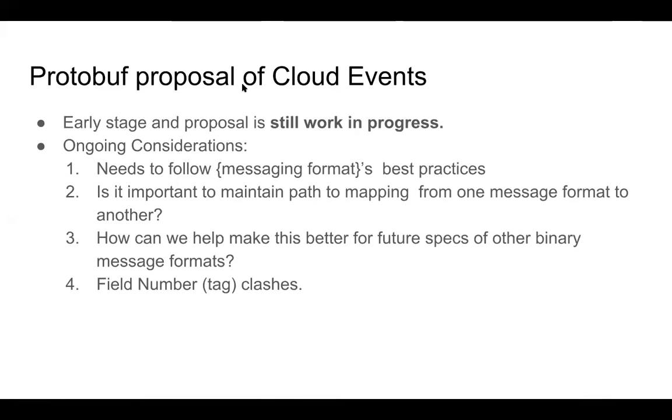But in summary, here's my question. What we want to do is have a reasonable mapping of the protocol buffer implementation to the JSON implementation and so on. Do we need to maintain such a mapping? If we do need to maintain such a mapping, then I think we need to go a little bit deeper and concern ourselves with how this information is structured in these different places.